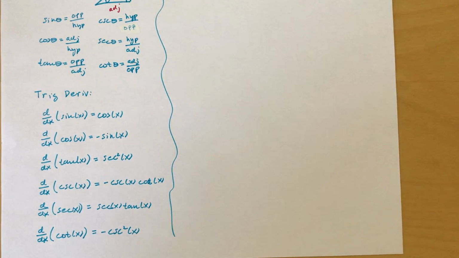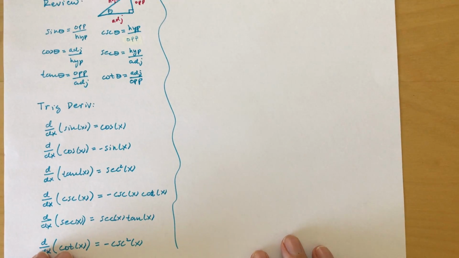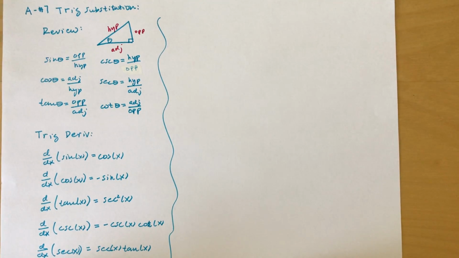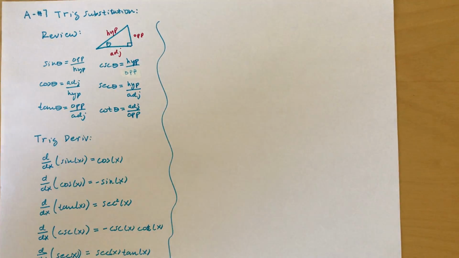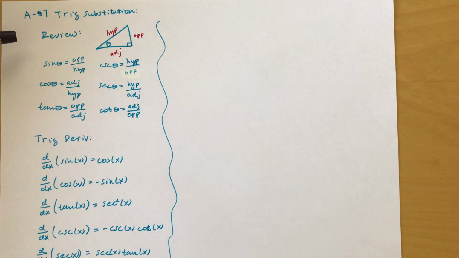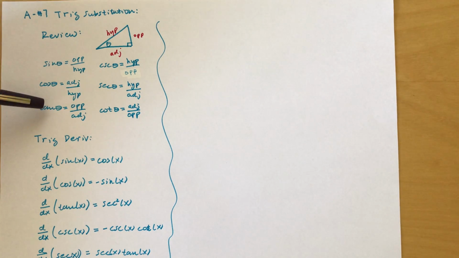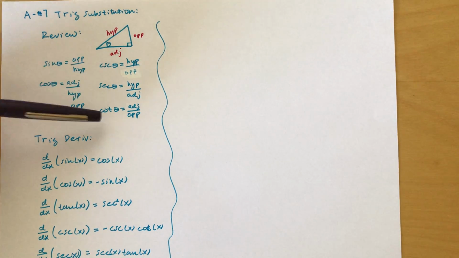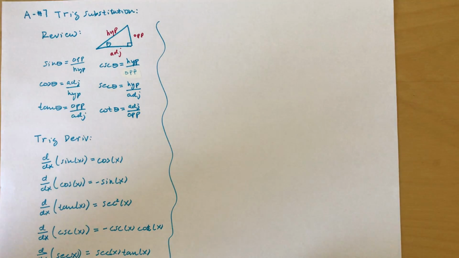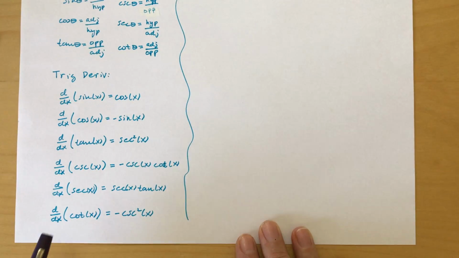This video is for assignment number 7 on trig substitution as an integral technique. So I wrote out some common things that are good for you to remember from trigonometry and the calculus of trigonometry. So this is some basic geometry with the opposite, adjacent, and hypotenuse, and defining sine, cosine, and tangent, cosecant, secant, and cotangent, and then also the trig derivatives that you should be familiar with.